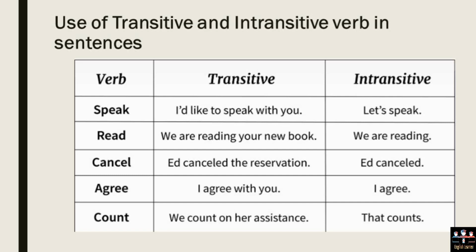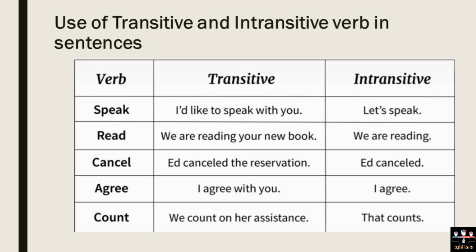Verb number 3, cancel. Ed cancelled the reservation. In this example, it is answering us about what. What did Ed cancel? Ed cancelled the reservation. So the reservation is the receiver of the action in this example. So it is a transitive verb. Cancel is acting as a transitive verb in this example.